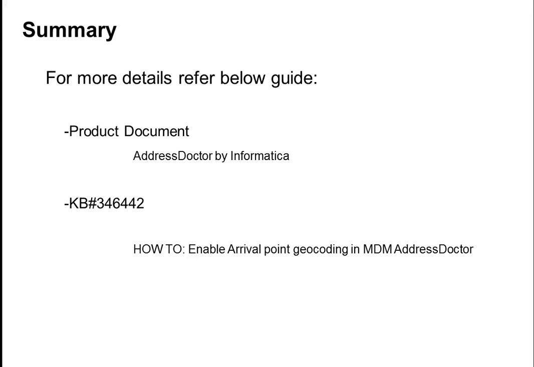For more details regarding this configuration, you can use the product document named Address Doctor by Informatica. Also, there is a video KB, KB 346442, which explains how to enable arrival point geocoding in MDM Address Doctor.